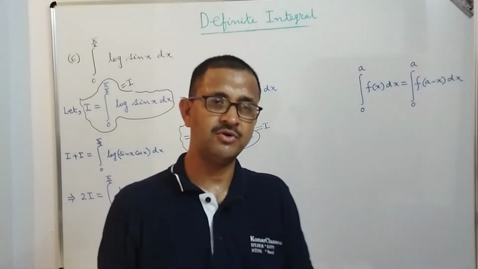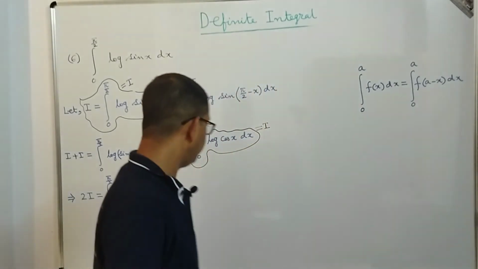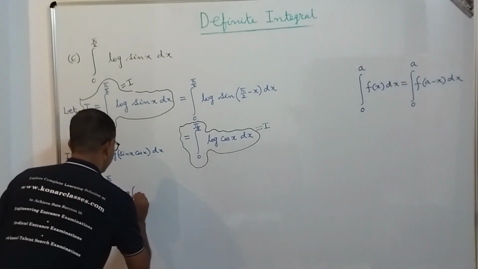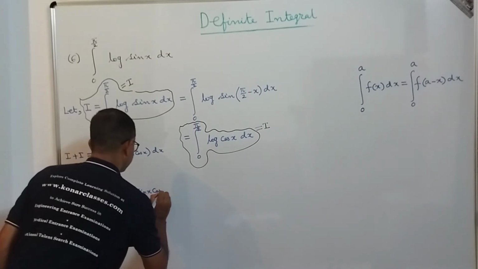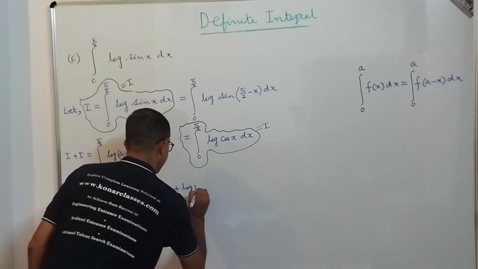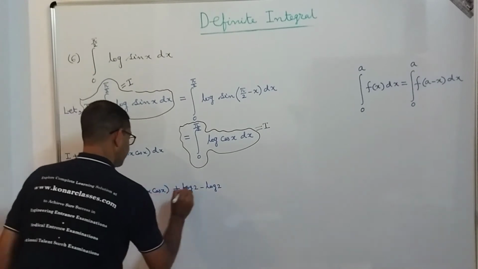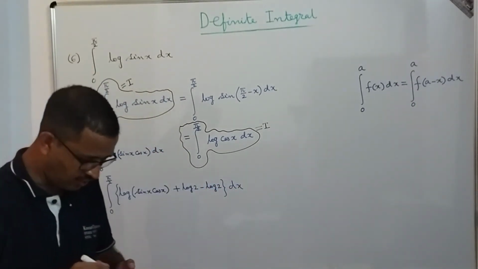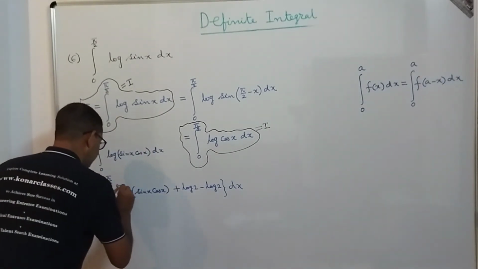But we know from trigonometry that the formula is 2 sin x cos x equal to sin 2x. So we need to bring here 2 sin x cos x. How can we bring it? Here we can apply the property of logarithm. Let me write log sin x cos x as it is, then we are adding one log 2 and subtracting another log 2 so that it remains the same, dx. Correct or not?